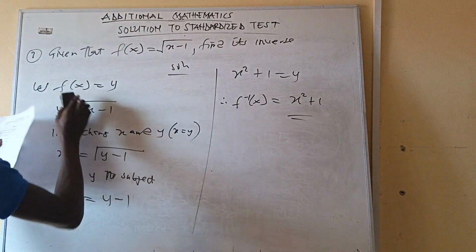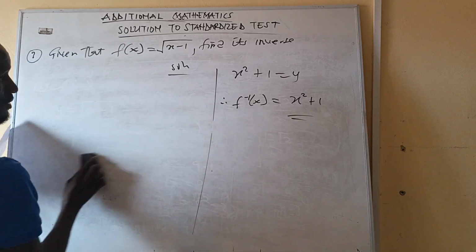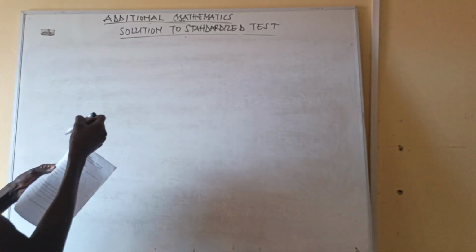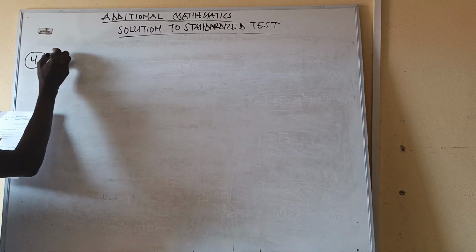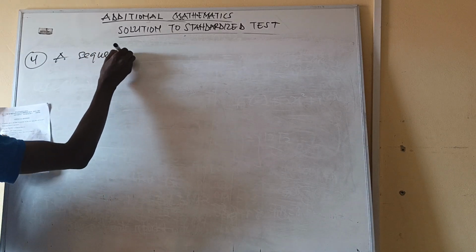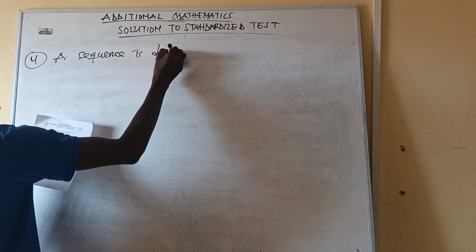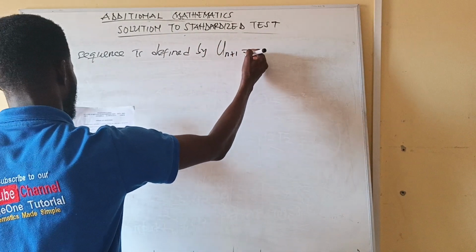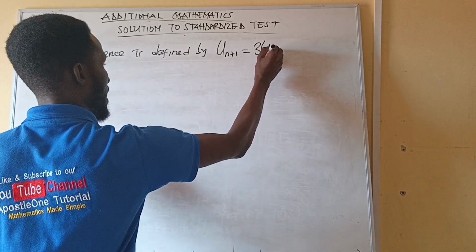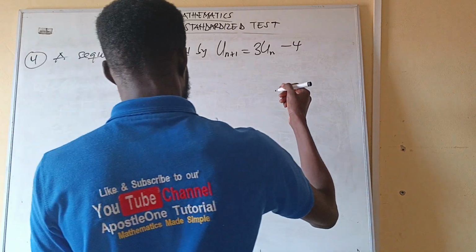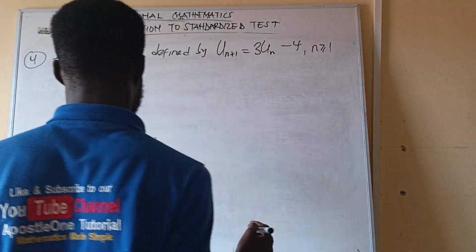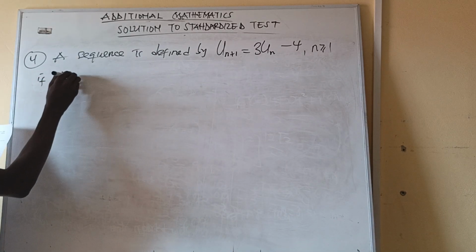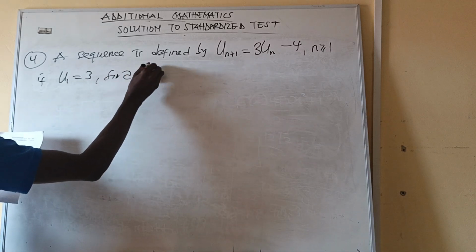Now let's look at the fourth question. The fourth question says that a sequence is defined by u sub n plus 1 equal to 3u sub n minus 4, where n is greater than or equal to 1. And then we have, if u1 is equal to 3, find u3.